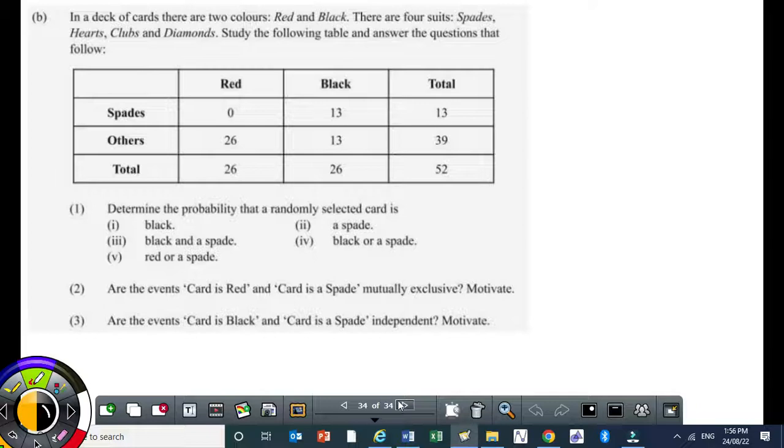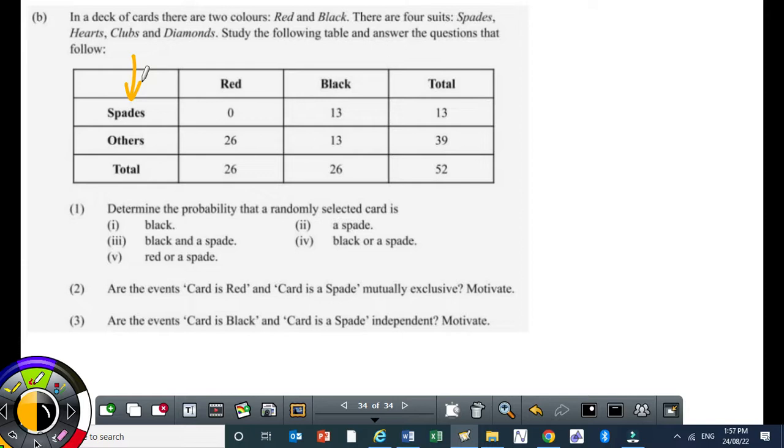Two different characteristics or two different aspects. So the first column will have the first aspect. Then here you've got two rows. Those two rows belong to the same aspect, just that we've got colors here. So we've got red and black. And then here you've got spades, and then you've got others. That has to do with a deck of cards.